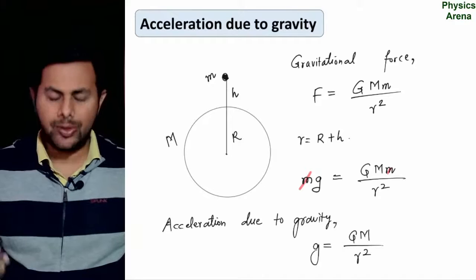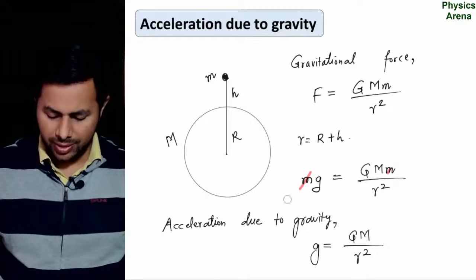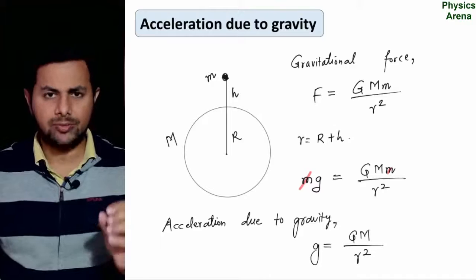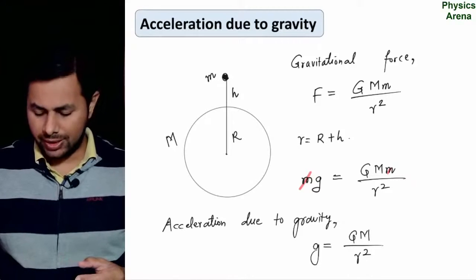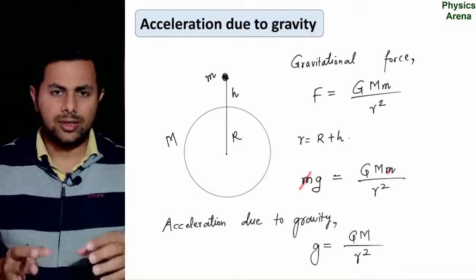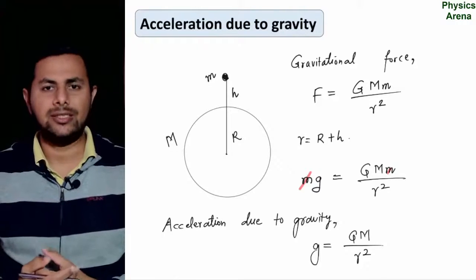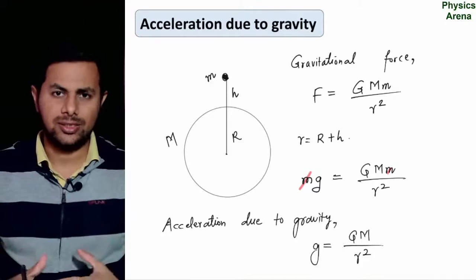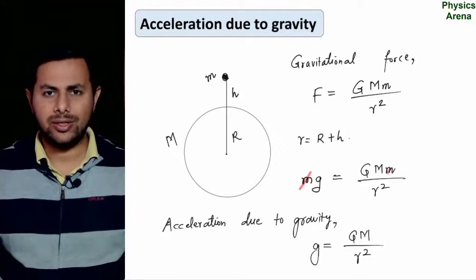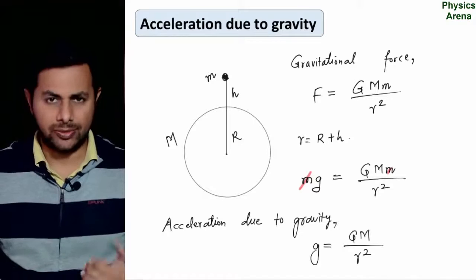Then we can substitute F equals mass times acceleration, and we find this formula for acceleration due to gravity. This small m and small m get cancelled out and we get small g, the acceleration due to gravity, as GM over r squared. So that means the acceleration due to gravity varies inversely as distance. As distance increases, the acceleration due to gravity decreases. As distance decreases, the acceleration due to gravity increases. It is inversely proportional to r squared.